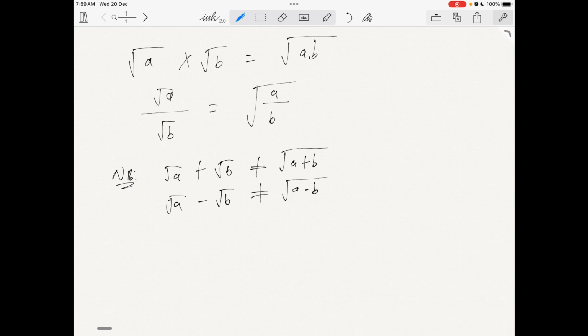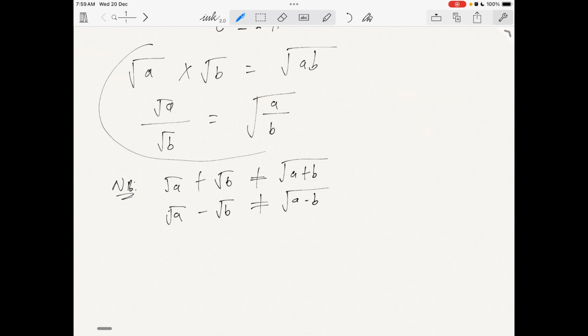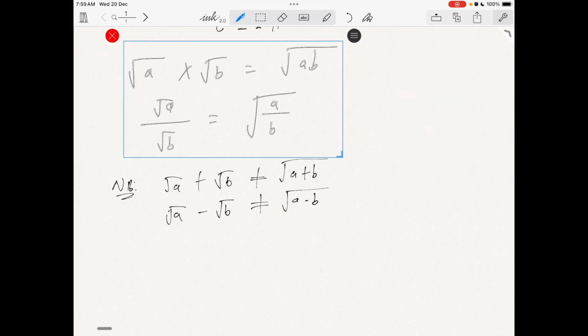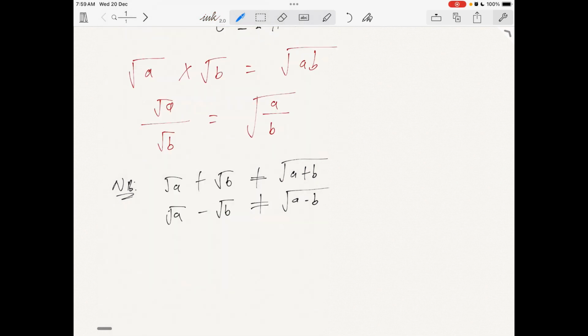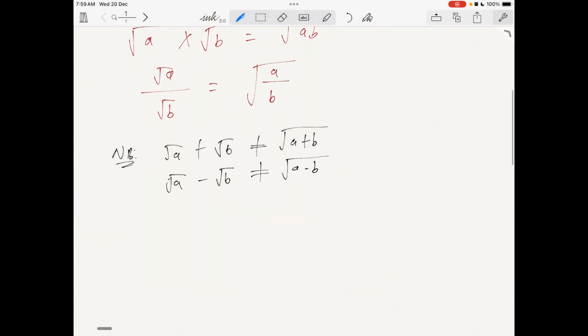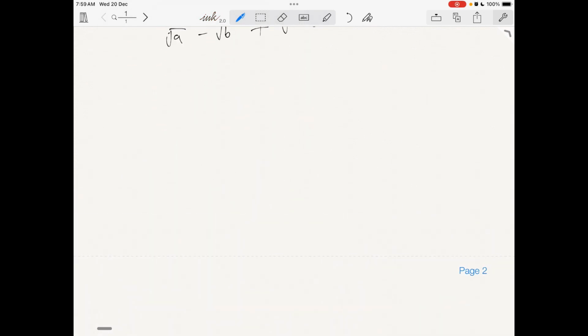So these are the rules of surds. These two basic rules are the fundamentals of surds. If you understand this, you'll be able to handle other things. So let's take a look at examples. We are given root 9 multiplied by root 16. Root 9 is 3, and root 16 is 4. So our answer is 12.